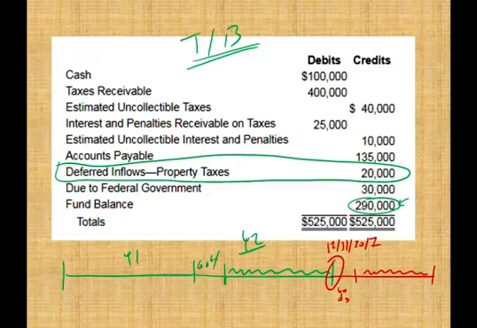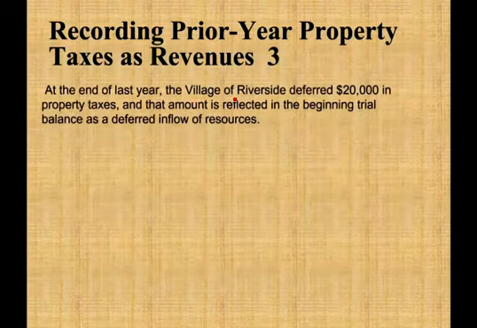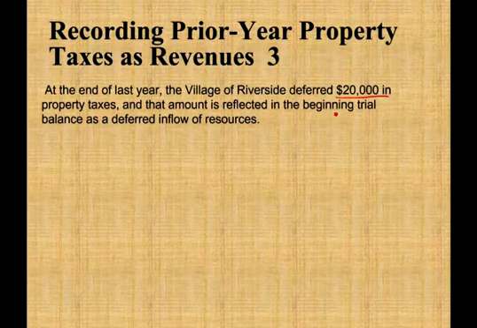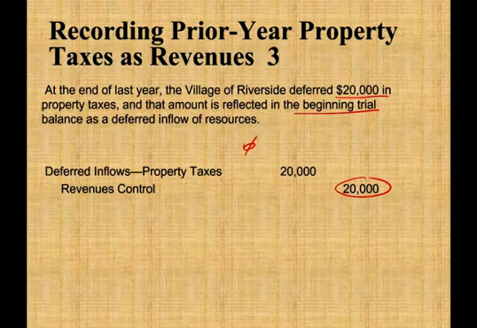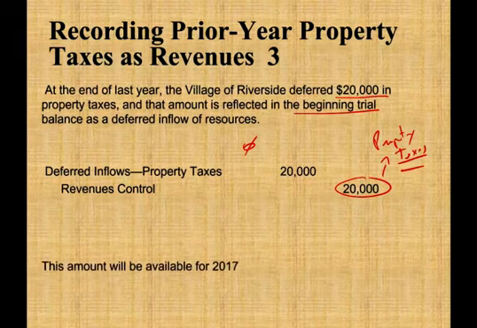But now, since we're going to be collecting this money at the end of the year, the village of Riverside deferred 20,000 in the property taxes, and that amount is reflected in the beginning trial balance, which I showed you. Now what's going to happen, we're going to receive this money. We expect to receive it and use it, therefore it turned into revenue. Therefore, we remove the deferred inflow of property taxes. Now the deferred inflow should be 0, okay? Because we had 20,000 credit, we debited it. Then we credit revenue control, and this is revenue for property taxes, okay?